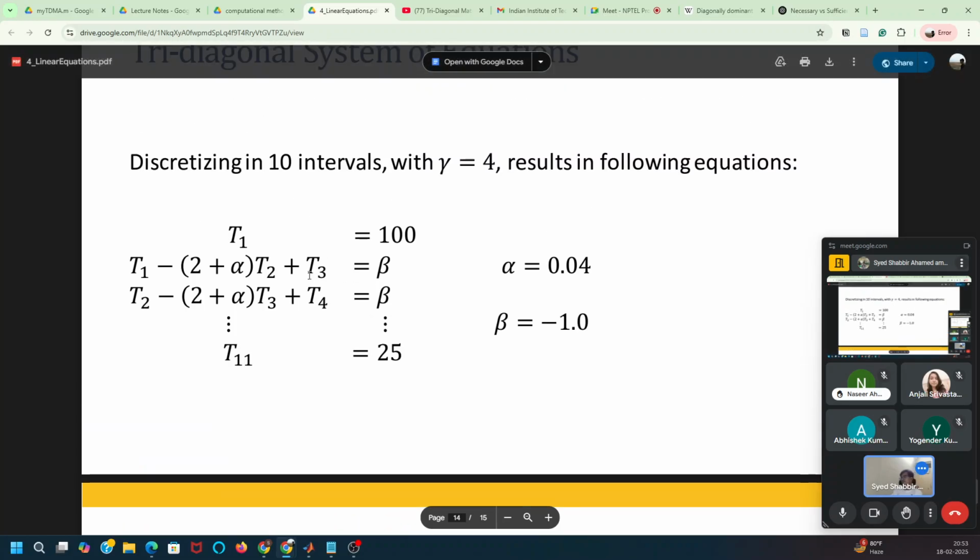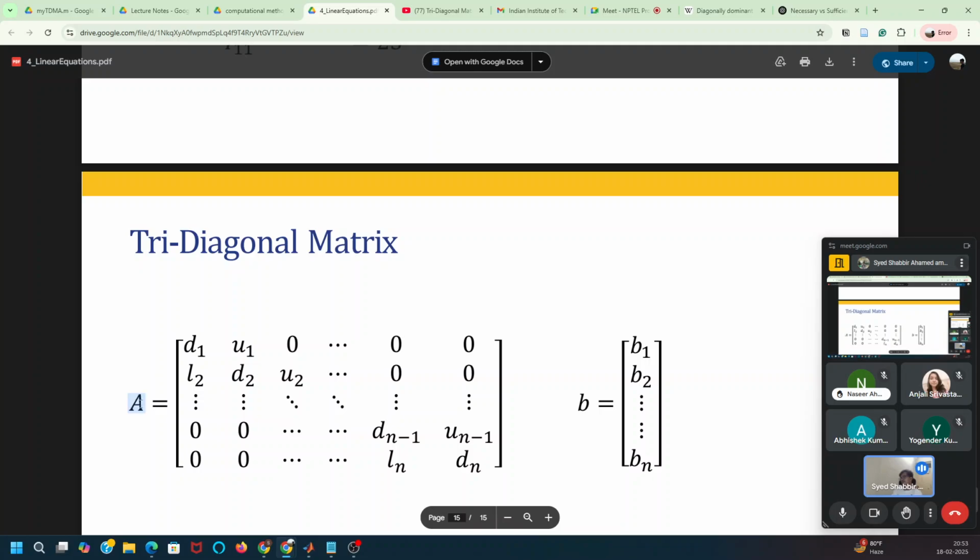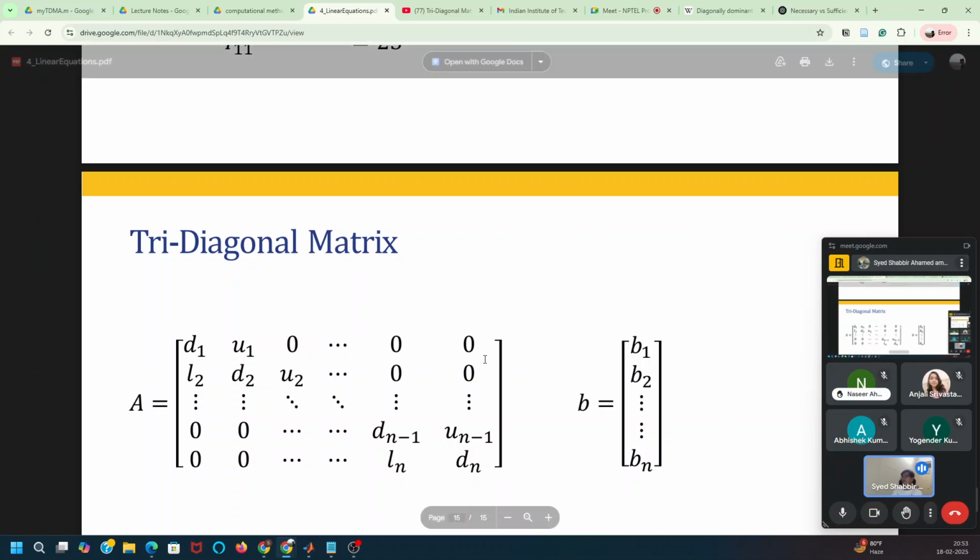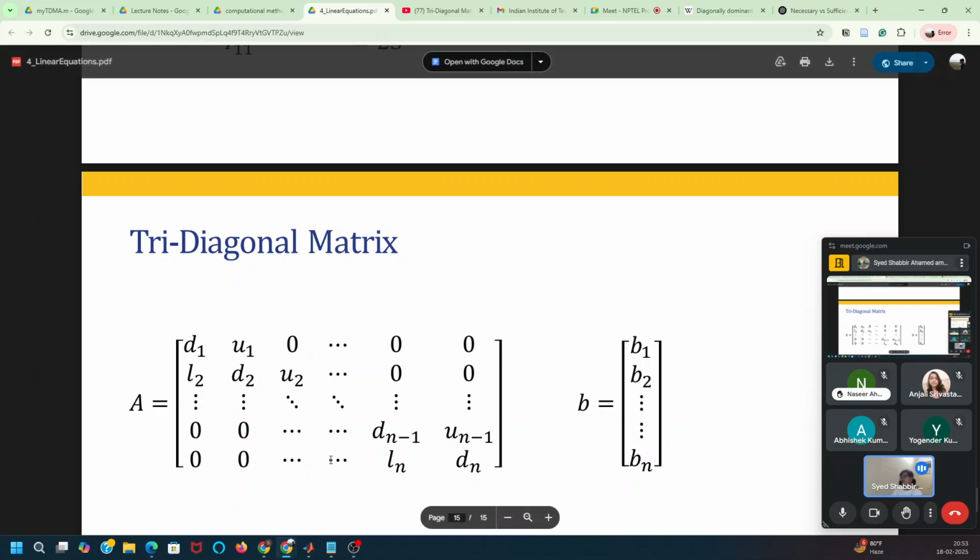But the thing is, if I get the coefficient matrix of this system of linear equations, you can see that there are a lot of zeros in this coefficient matrix. Away from the principal diagonal, you can see a lot of zeros below and above the principal diagonal.